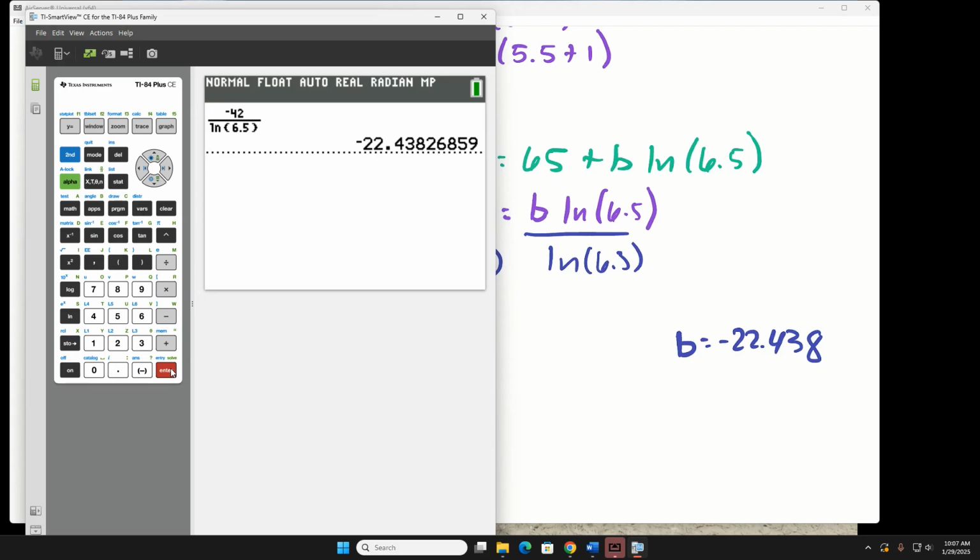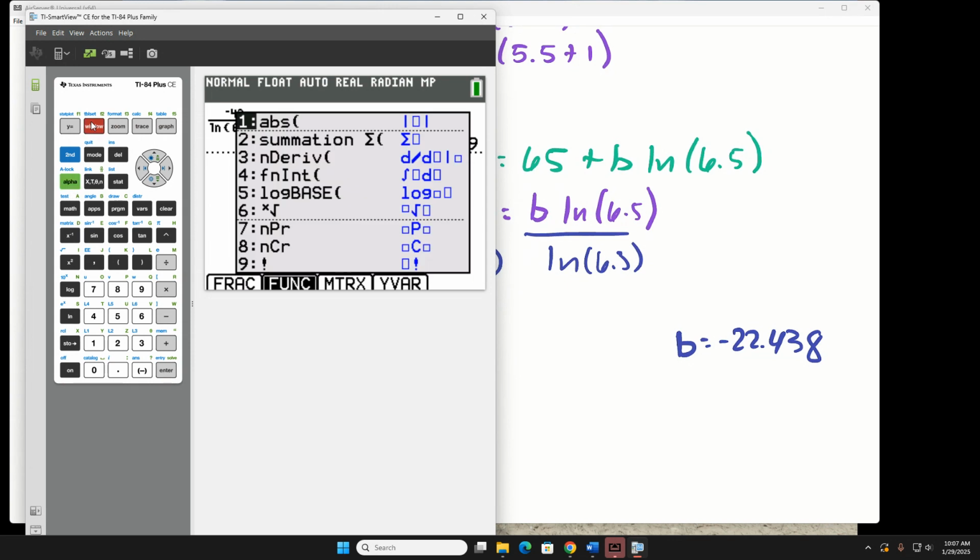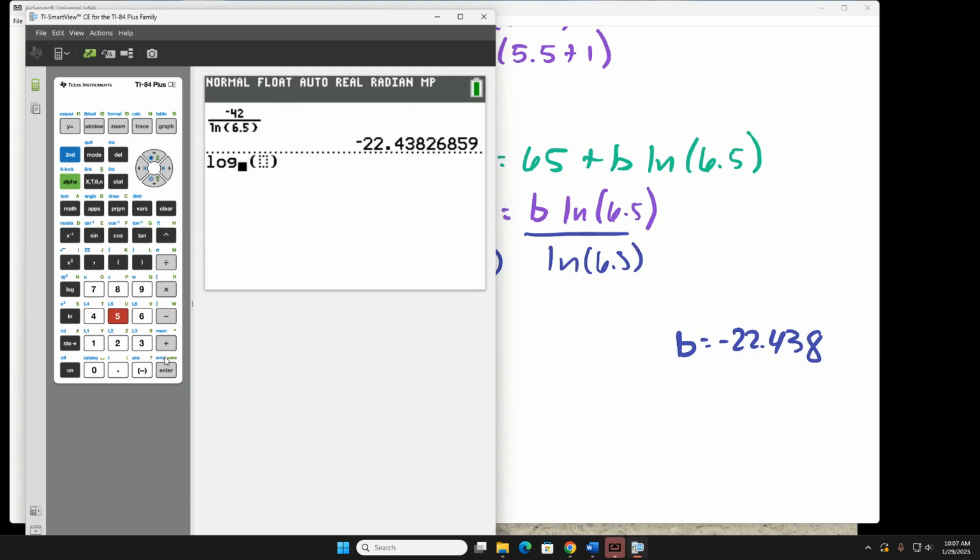Do you guys remember how to do, because we can see log and natural log, they're really easy. But what about like log base 2? Do you guys remember how to get that? Alpha window, good. Alpha window 5. And you can make it be any base you want it to be.